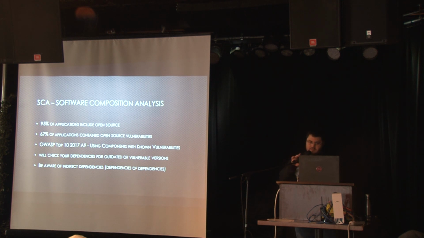Some guys from OWASP did research a few years ago, and they verified that almost 95% of applications include some kind of open source, right? Either a library or an import or something that you use in your code. And almost 70% of those applications contain some kind of vulnerabilities. That's why an SCA tool is important. It checks whether the components you're using are outdated, right? You don't want to be the next Equifax.